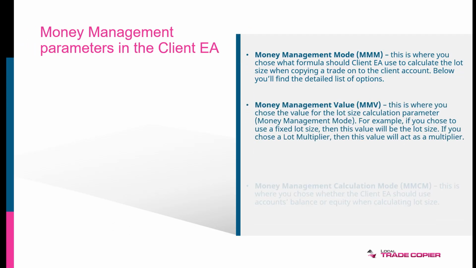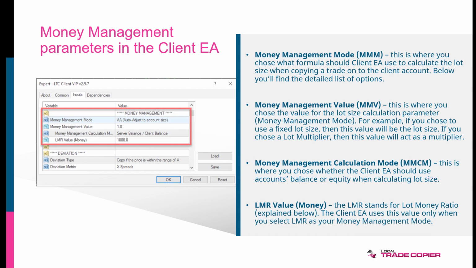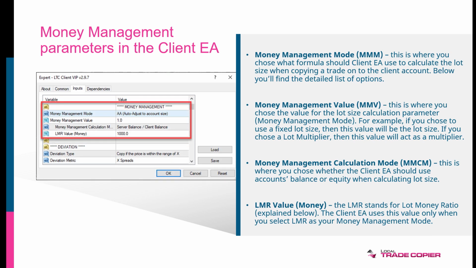So in the screenshot, you will see those 4 main money management parameters. Again, the first one is the MMM, which is Money Management Mode, and MMV, which is money management value. Those are the 2 most important ones. And then the others are MMCM, which is money management calculation mode, and LMR value. Those 2 are more advanced, but those first 2 are the most important.